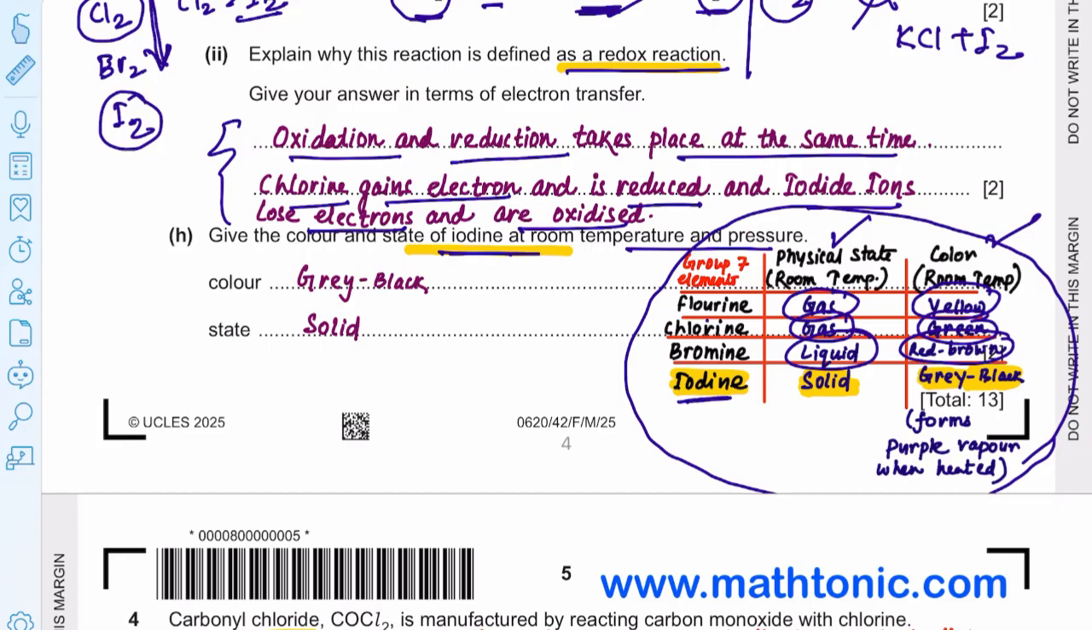For iodine, which this question is asking about, at room temperature the physical state is solid, and the color is gray-black. It forms purple vapor when heated. When you heat it, the vapor will be purple.